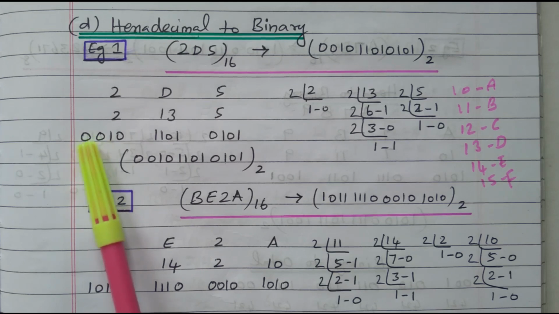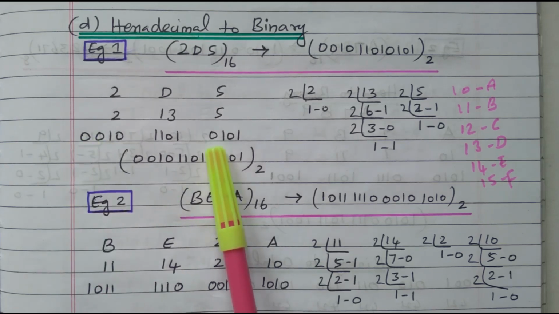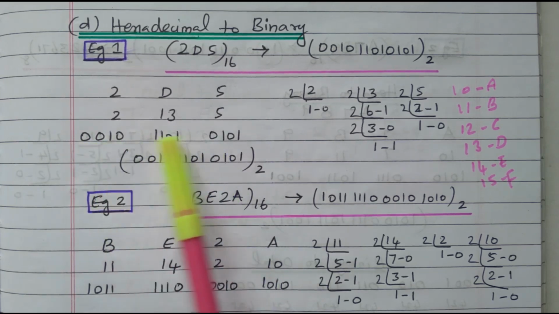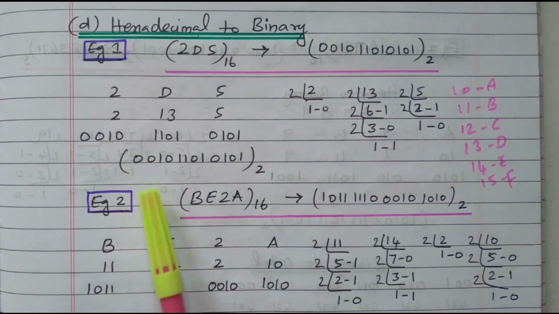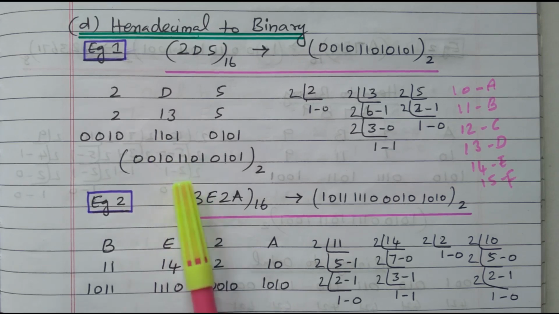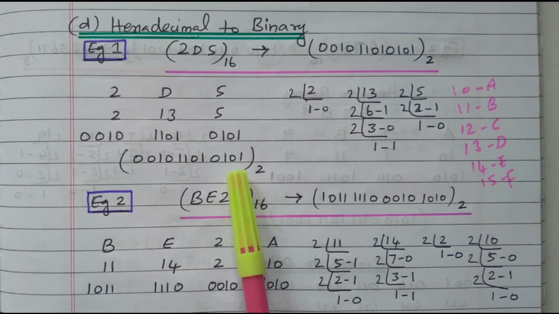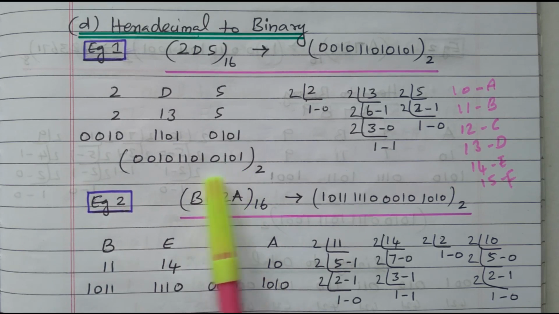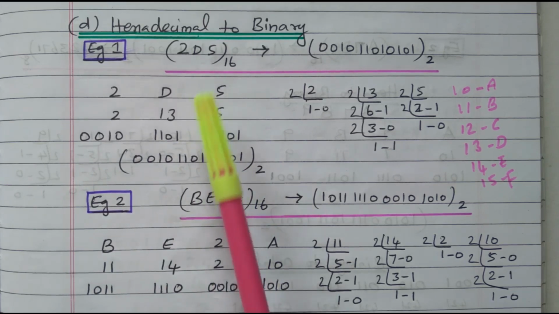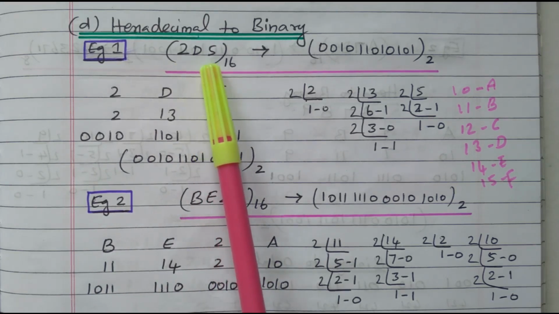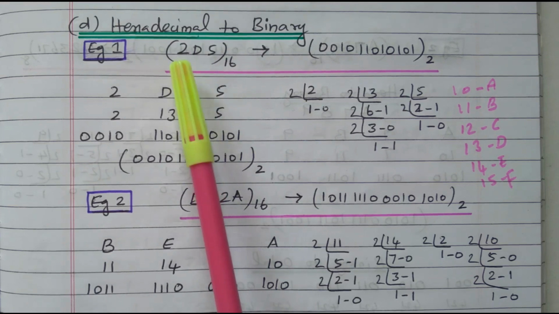It will not affect much more, but this 0 will affect much. So you must add 0 here. Now combine all these values: 0010, 1101, 0101. So this is nothing but the binary equivalent of this hexadecimal number 2D5. Right? How are we doing this?